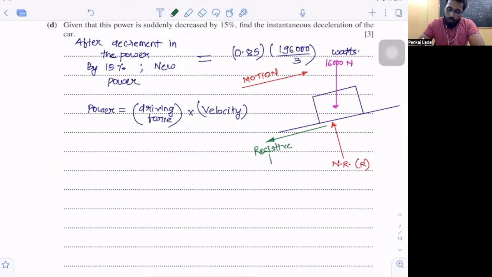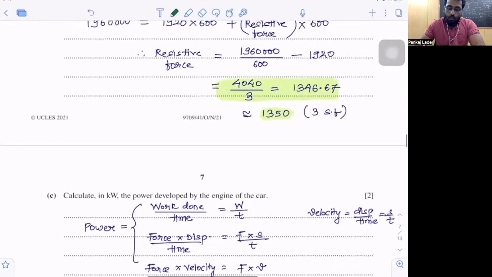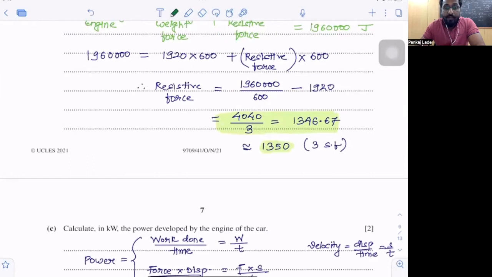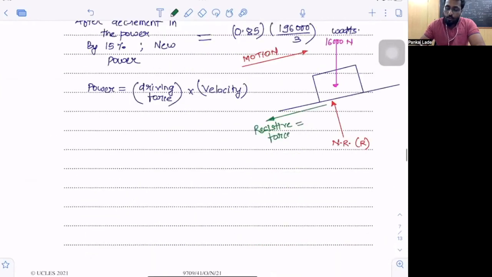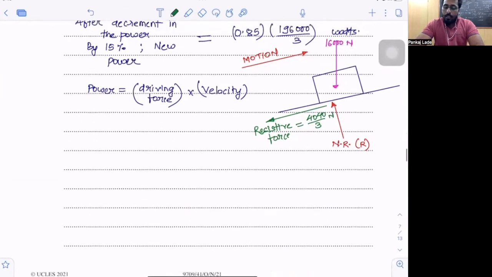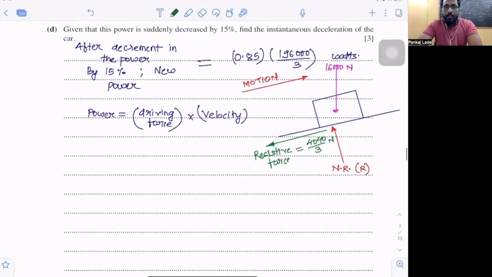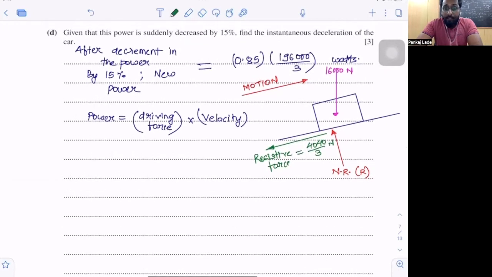Resistive force, do we have this value? The answer is yes. What is the resistive force? The resistive force was 4040 divided by 3. I'm going to make use of the fraction. So the resistive force is 4040 divided by 3 newtons. Okay, that's a force. Resistive force is there, weight force is there. Of course there will be a driving force. The driving force is pulling the car up, isn't it? So I'm going to get this driving force.